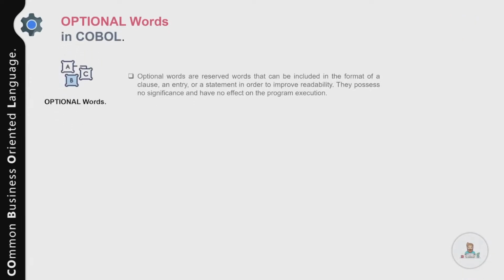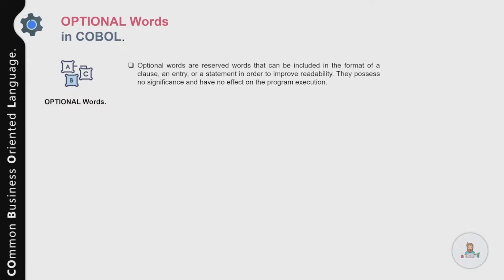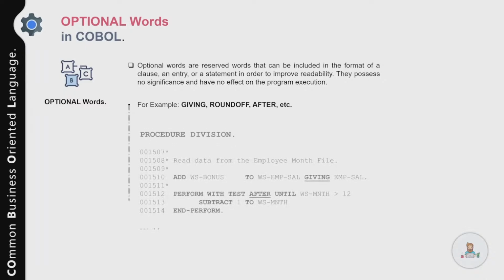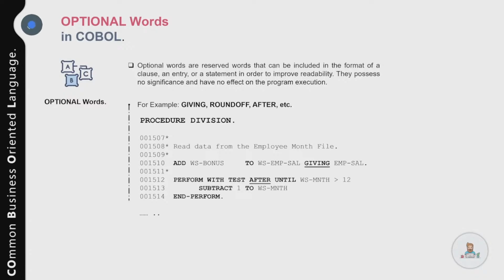Now let's talk about the optional words in COBOL. So by definition, optional words are reserved words that can be included in the format of a clause, entry, or a statement in order to improve the readability of the code. They have no effect on the execution of the program. And a quick example of optional words are giving, round off, after, and there are many more, right?